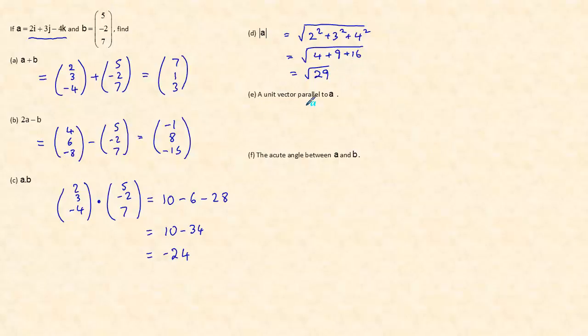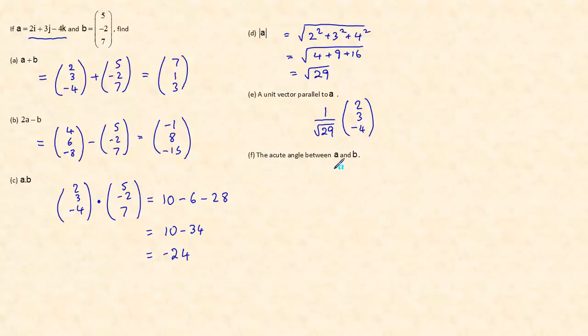We now want a unit vector parallel to A. Well, we know that 2, 3, negative 4 has a magnitude of root 29. So if we multiply this by 1 over root 29, we produce a magnitude of 1, and therefore this would be a unit vector parallel to A.